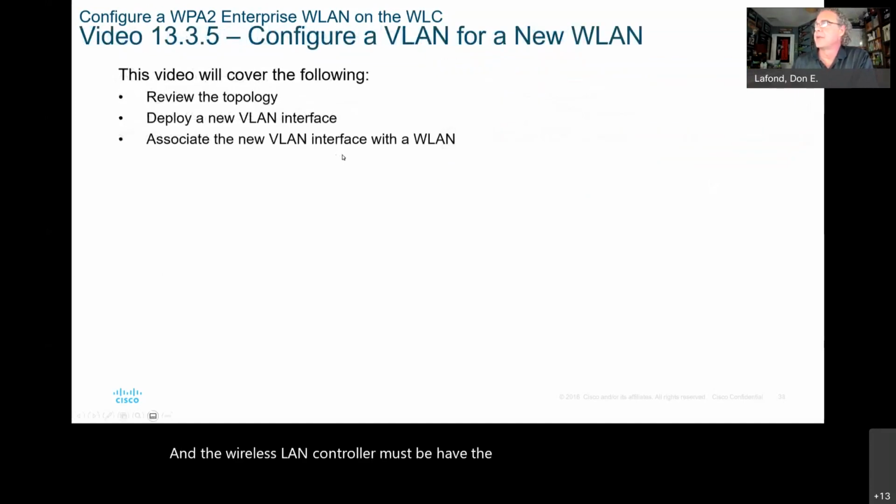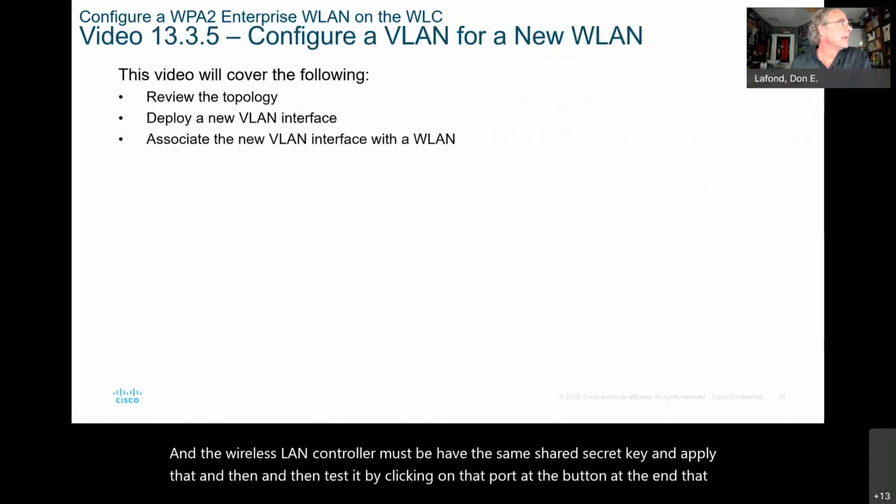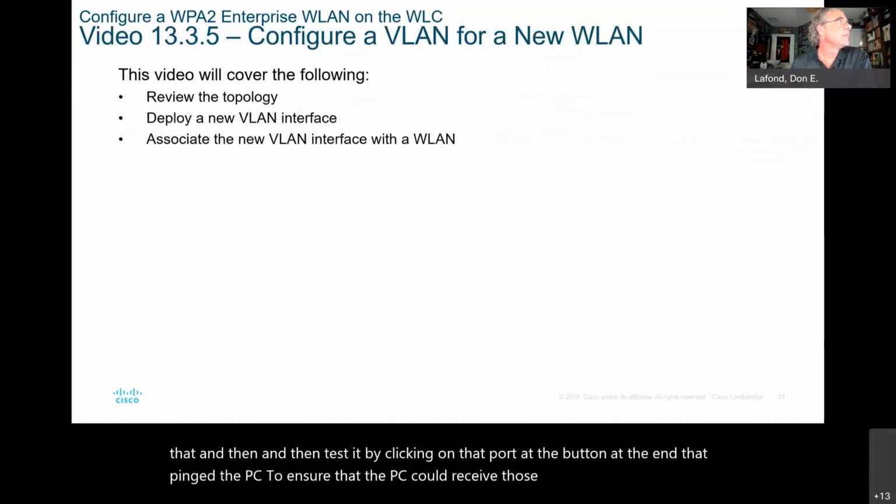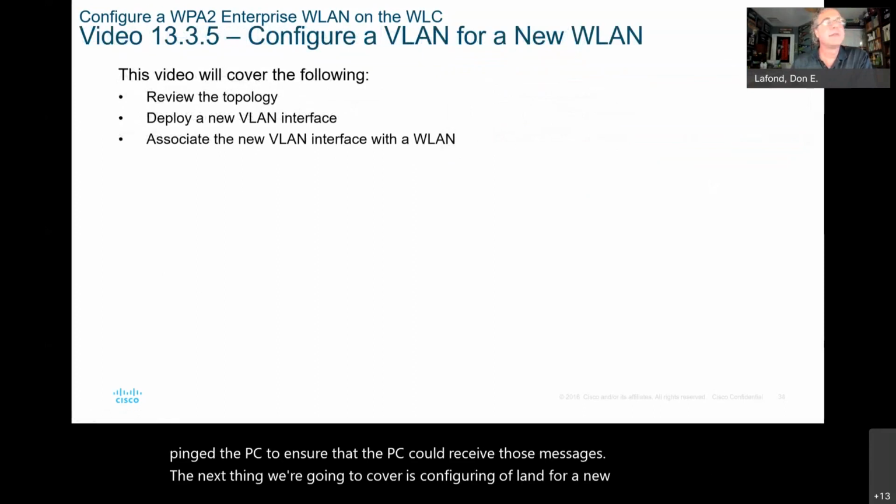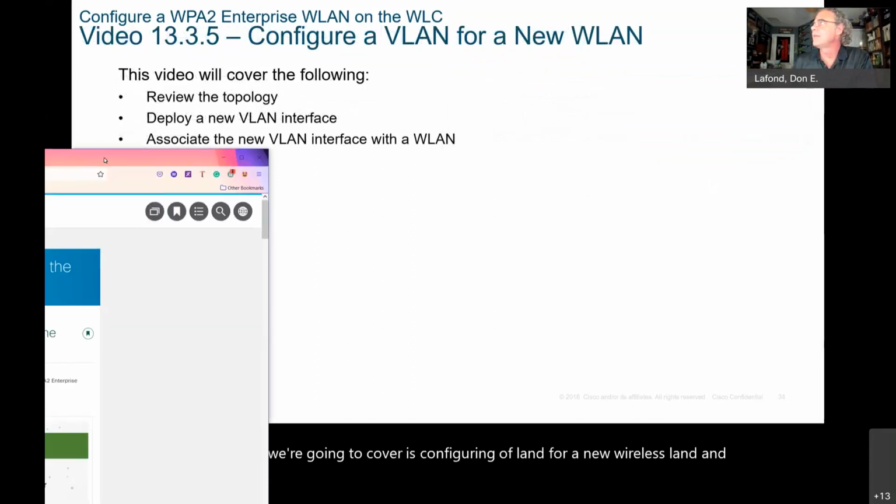The next thing we're going to cover is configuring a VLAN for a new wireless LAN, and it is 1335.